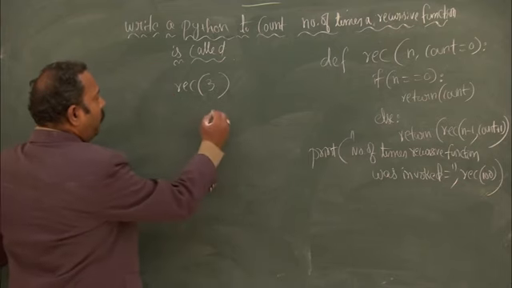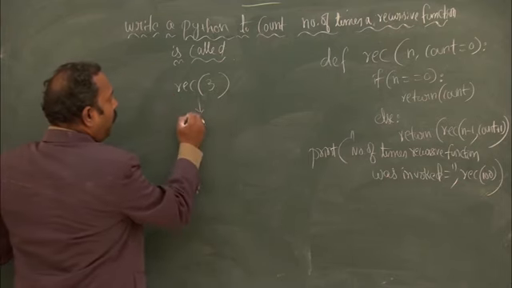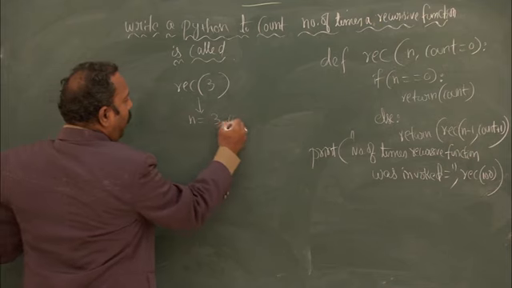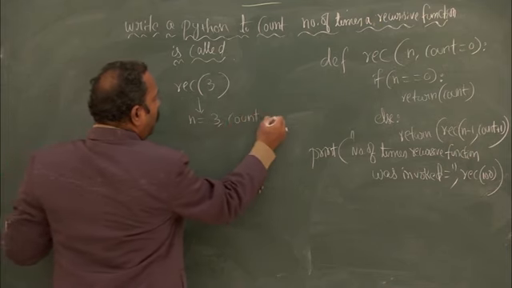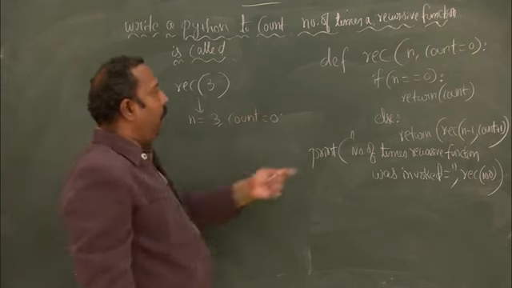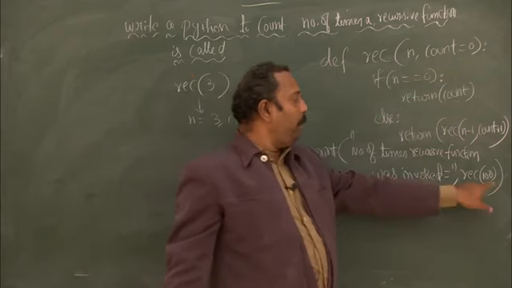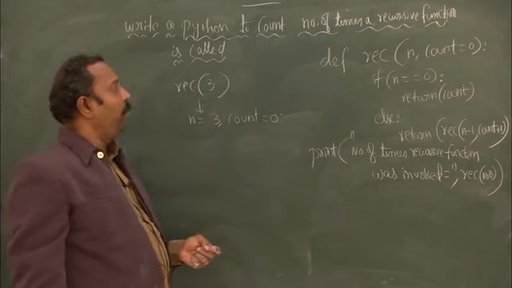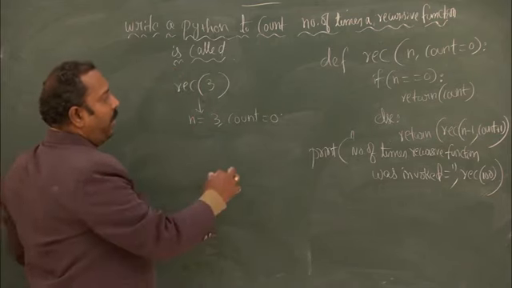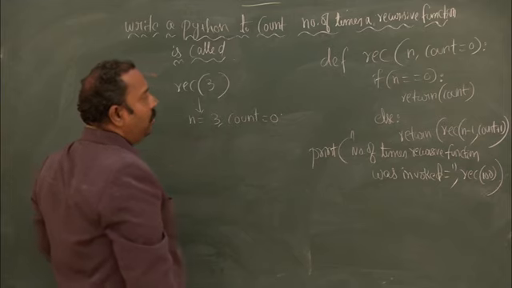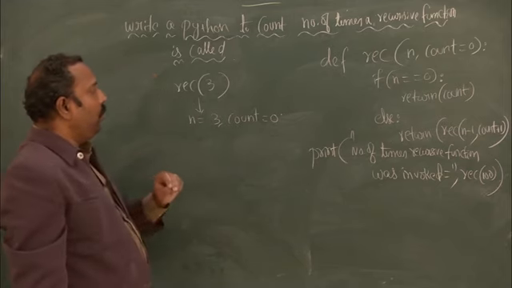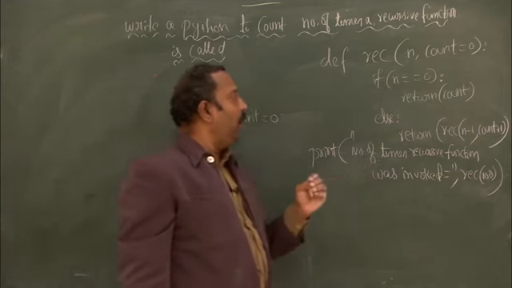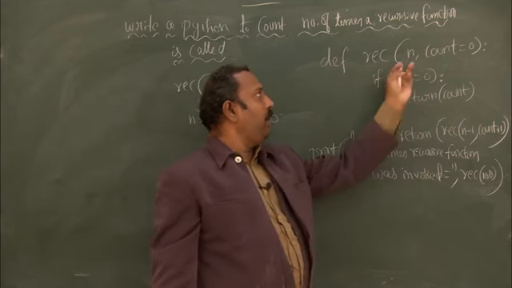So n gets value 3 and count equal to 0 here. Count equal to 0 is a default argument, that means if you are not passing any value, count will become 0 automatically. So the default value will be assigned, count value equal to 0. If n equal to 0, return count, else return, again there is a function call.